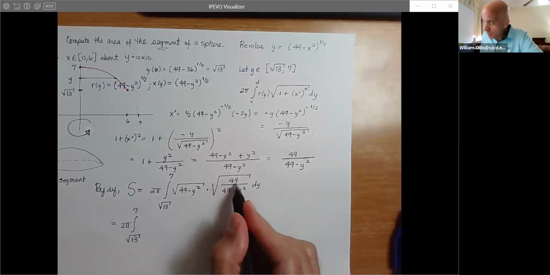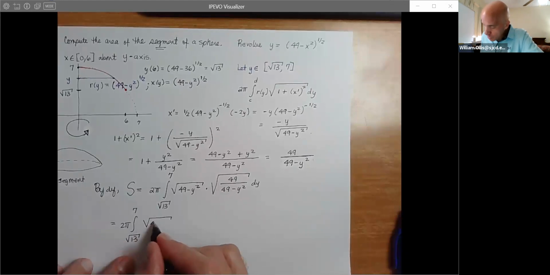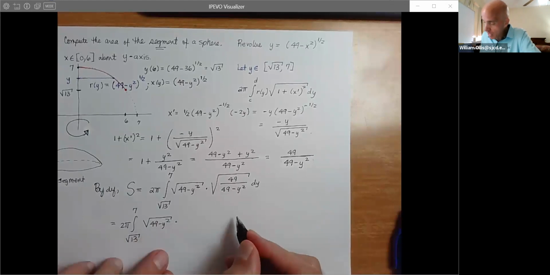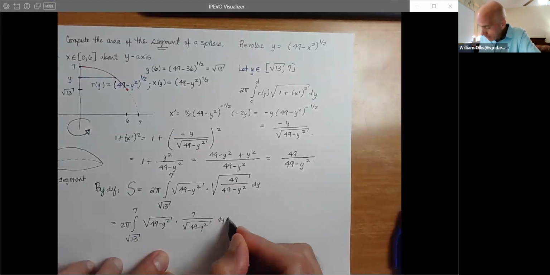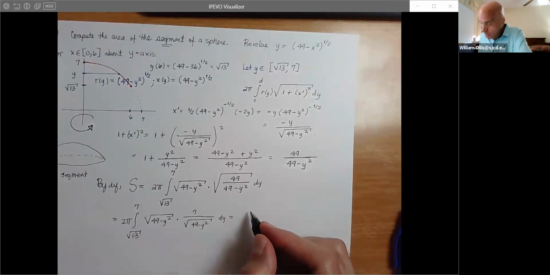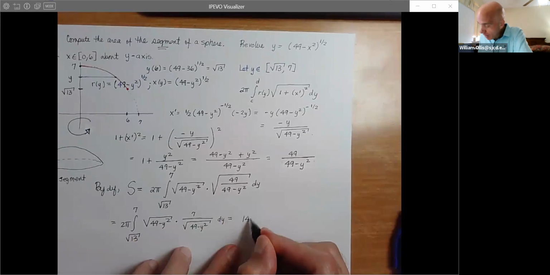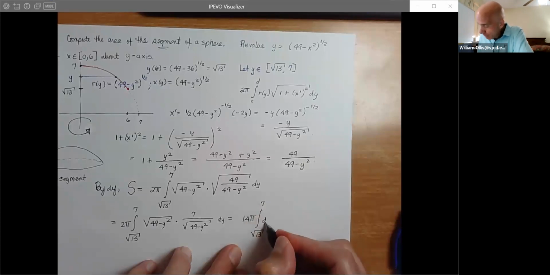So now this will give us a 7 over the square root, and the square roots will absorb. I'm just doing the extra steps here so you can see everything, and you can often leave out steps if you want. 7 over the radical. So we're left with a really simple integrand. So the radicals absorb, and so we have a 7 times a 2, so that'll be a 14 pi integral from square root 13 to 7 dy.